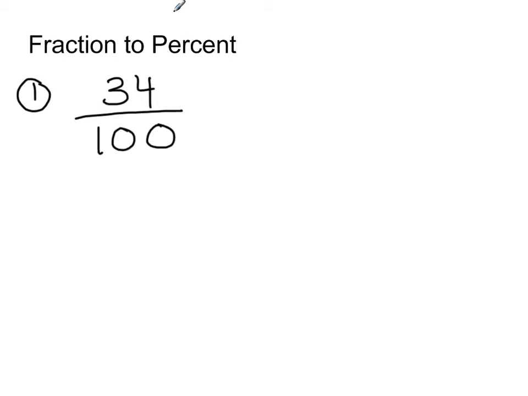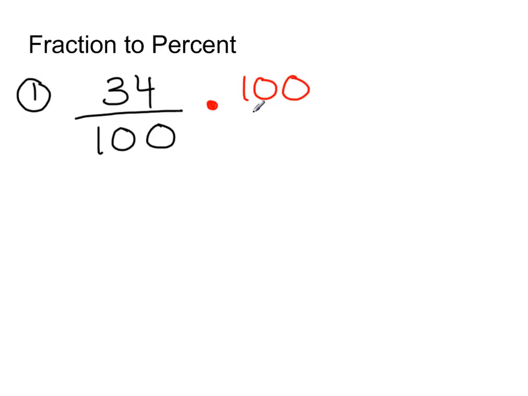Now, there's a couple of ways you can think about changing from a fraction to a percent. When we change from a percent to a fraction, we would divide by 100 because that's what percent meant to do. Now we're going to do the opposite. So we are going to multiply by 100.